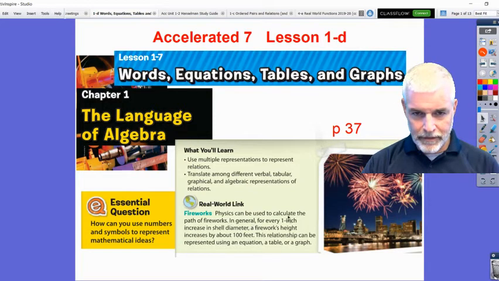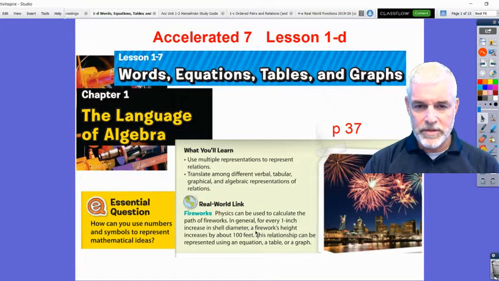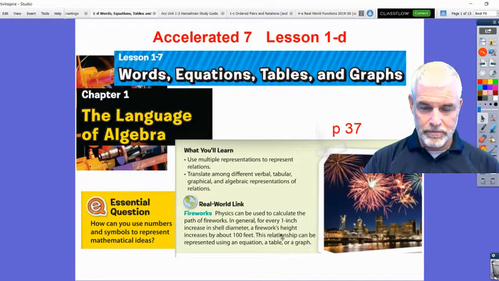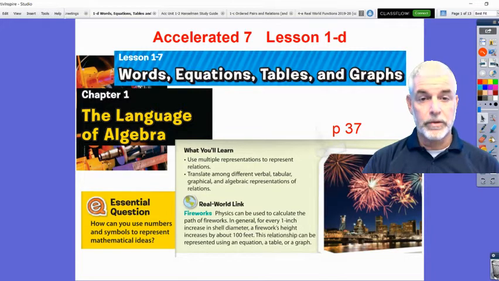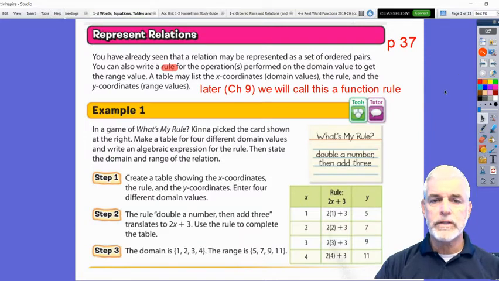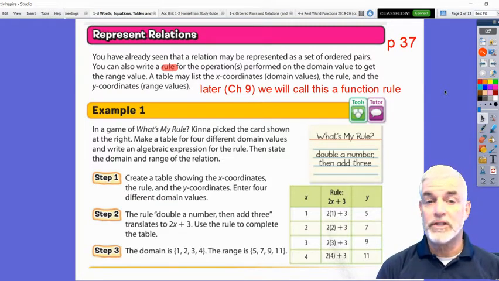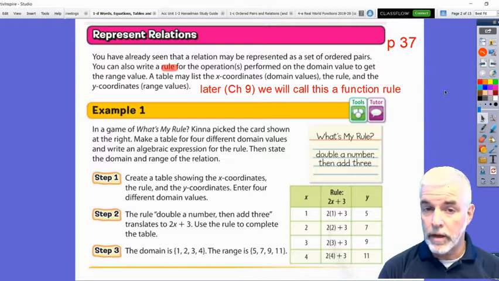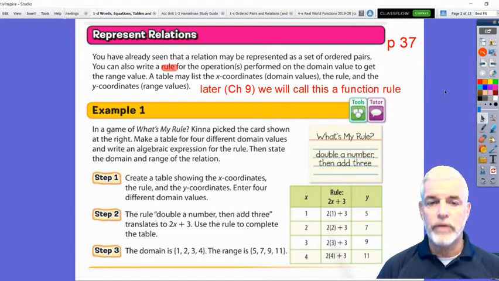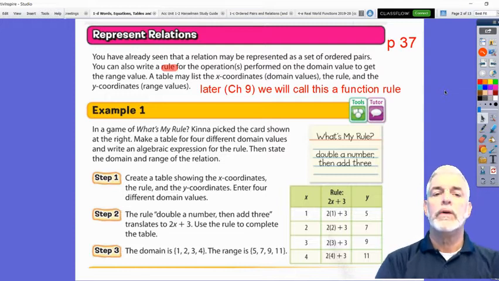Okay, so every 1 inch increases the fireworks height by about 100 feet. You can represent that relationship in 4 different ways. That's the words representation. You could also do it as an equation, a table, or a graph. Okay, so you've already seen that we can represent relations as sets of ordered pairs, right? So just giving the x and y values, the 2 numbers that go together, okay?